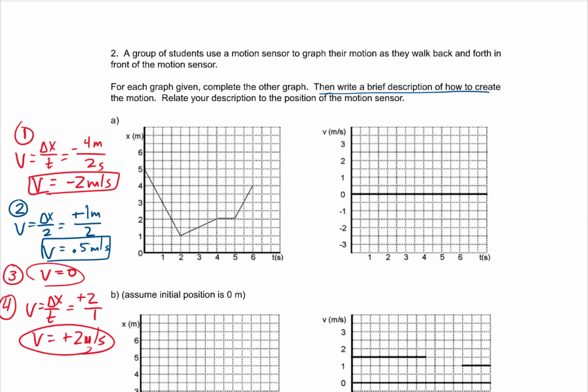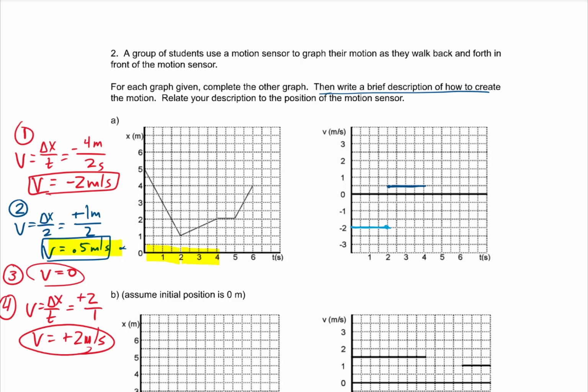So the first chunk of the graph takes me from 0 seconds to 2 seconds. So on the velocity graph, from 0 seconds to 2 seconds, my velocity is negative 2 the entire time. So I have a constant velocity of negative 2 for the entire first 2 seconds. The second chunk takes me from 2 seconds to 4 seconds. So from 2 seconds to 4 seconds, my velocity is 0.5 meters per second. So we're going to go up here to 0.5 meters per second for another 2 seconds. Positive 0.5 meters per second. So it's up on the other side of the graph.